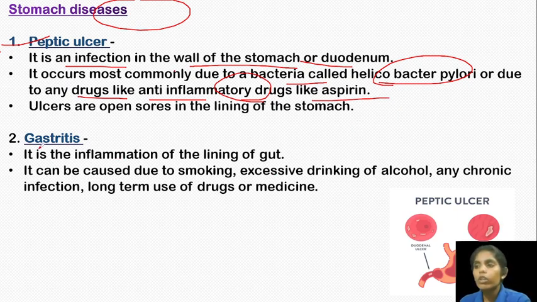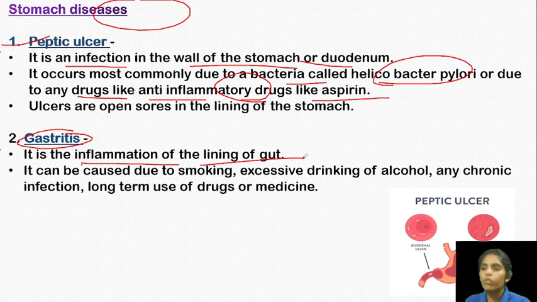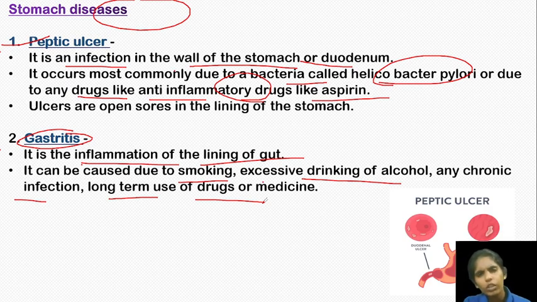And coming to the other disorder, that is gastritis. Gastritis is the inflammation of the lining of the gut, and it is caused due to smoking, excessive drinking of alcohol, any chronic infection, or long-term usage of drugs and medicines. So it is the inflammation of the inner lining of the stomach, which can be caused due to smoking, chronic alcohol intake, and also chronic intake of drugs and medicine.